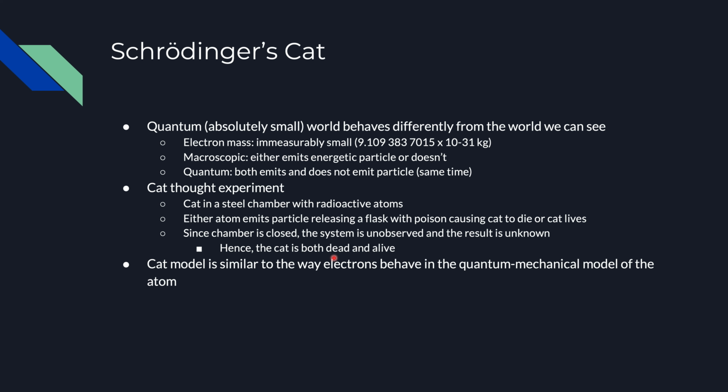A cat is placed in a steel chamber with radioactive atoms within. And these atoms either emit particles, releasing a flask with poison, causing the cat to die, or they do not release the flask with poison, and the cat lives. Since the chamber is closed, the system is unobserved, and we do not know the result. Therefore, the cat can be said to be both dead and alive, since the result is uncertain. And this cat model is similar to the way electrons behave in the quantum mechanical model of the atom.